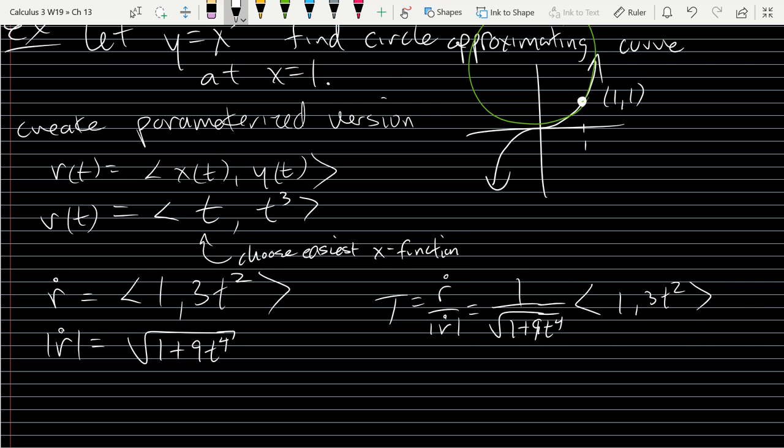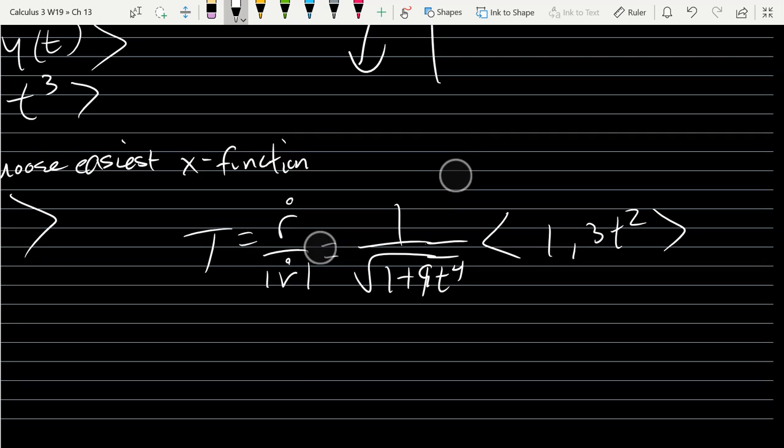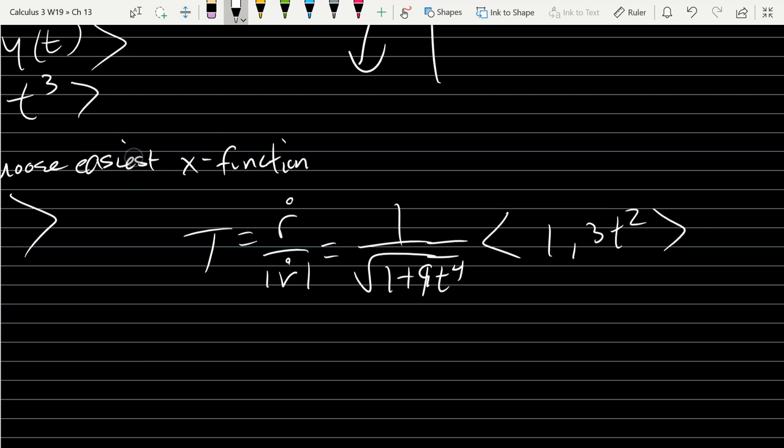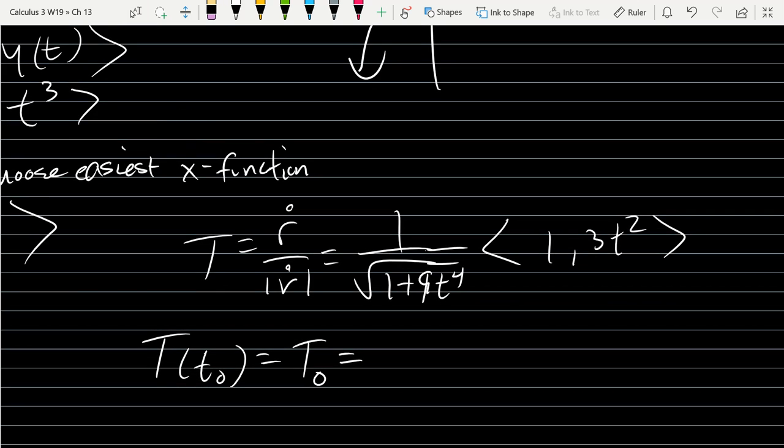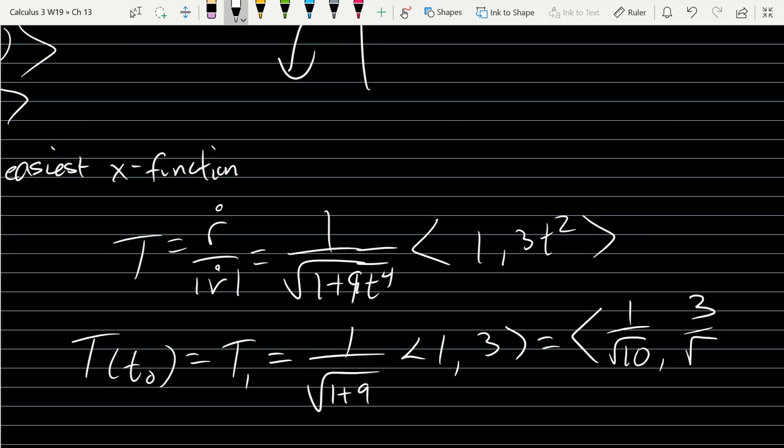All right, so this should be your T of t function here. Is that what you got? So I'm going to plug in our t naught right now, which I already called t zero. So I'm plugging in one. Let's call it t one because we're actually plugging in one for t. So it's 1 over square root of 1 plus 9, comma 3. All right, so this should be T1 right here.